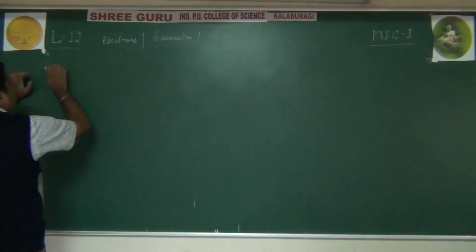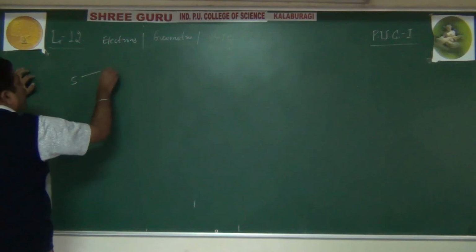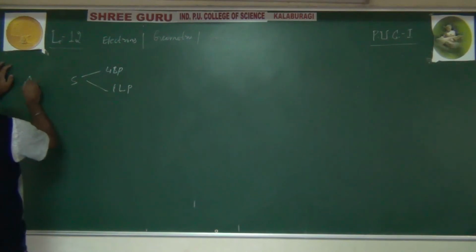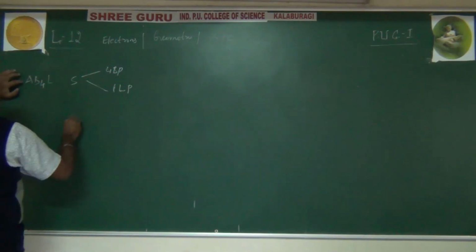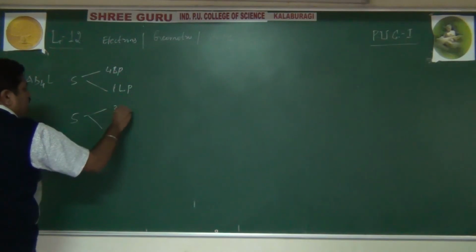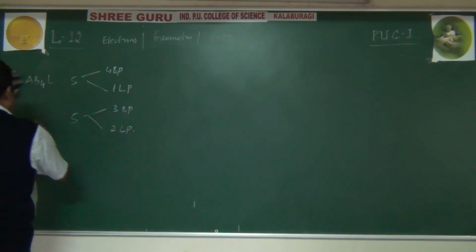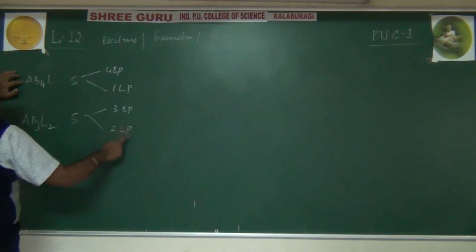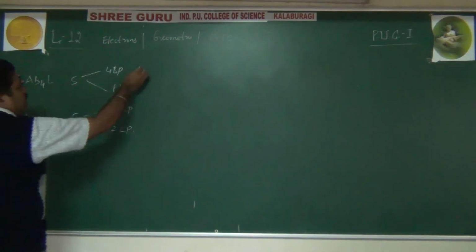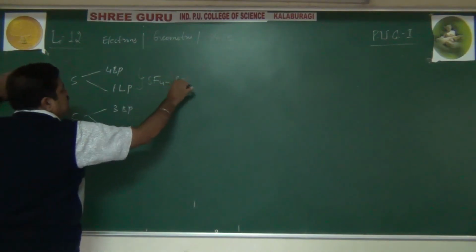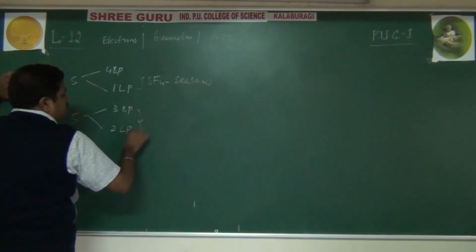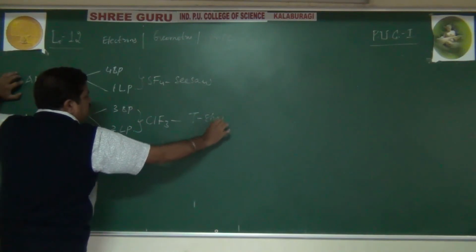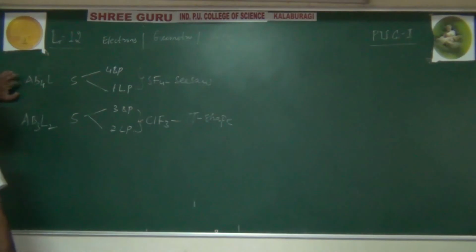Now see, what I told you is 4 bonding pair, 1 lone pair, and this type is called AB4L1. In 5, you observe 3 bonding pair, 2 lone pairs, and here you observe AB3L2. B stands for bonding and L stands for lone pair. Here SF4, seesaw. And here ClF3, T shape or bent T shape. Remember, that's it. Got it?